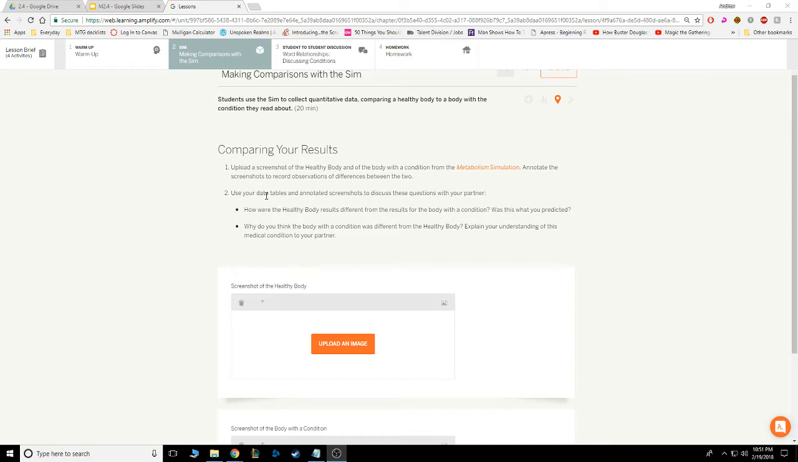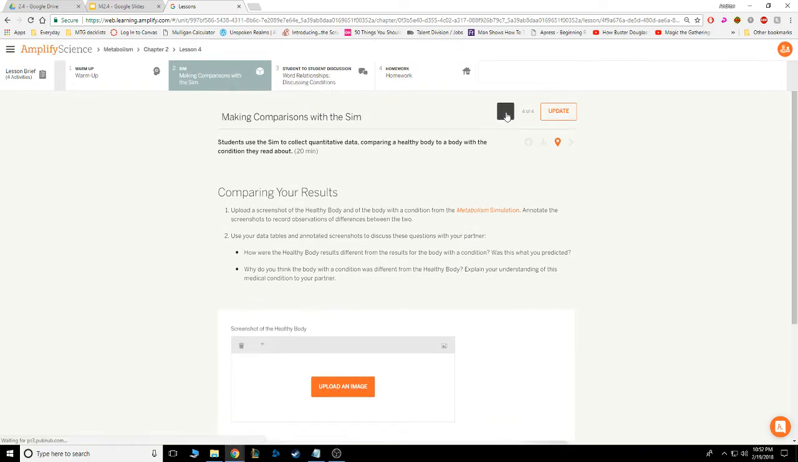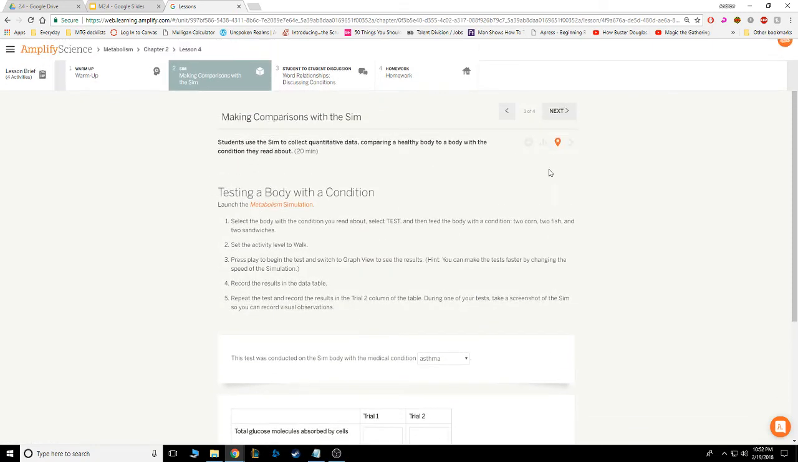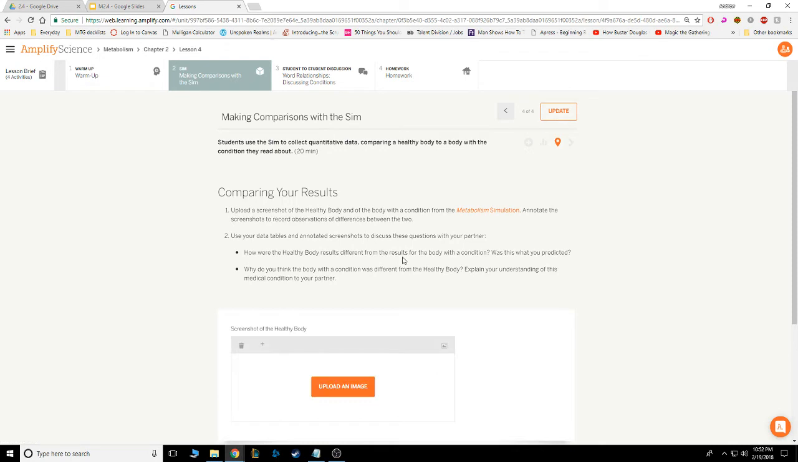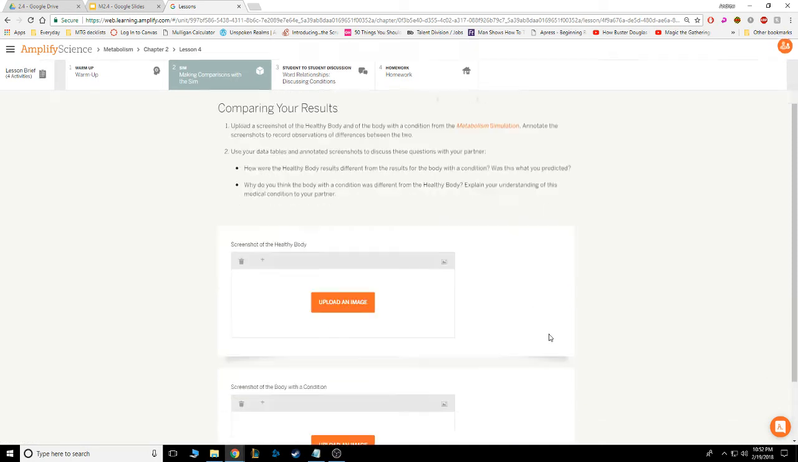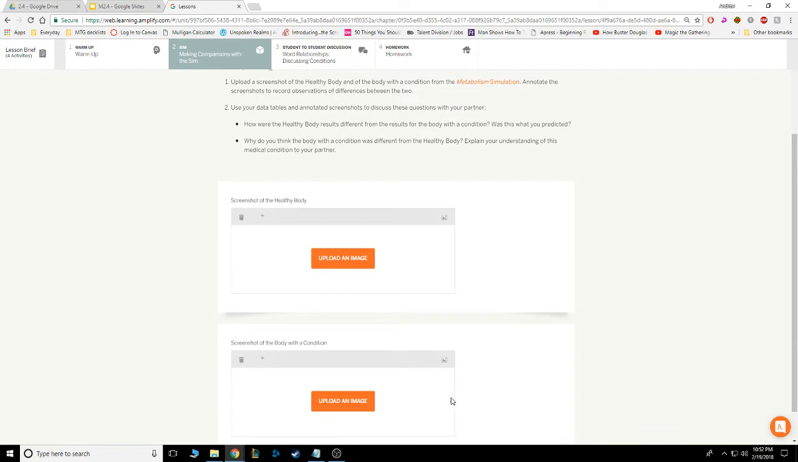over it together. You're going to use your data tables and annotated screenshots to discuss these questions with your partner. The data tables can be found in step 3 here, and step 2 down here. You're going to talk with your partner about what you see in the data tables and what you see in the screenshots that's different between the healthy body and the body with a condition.